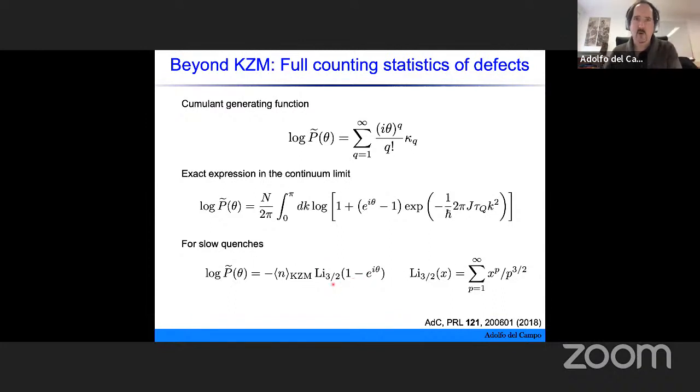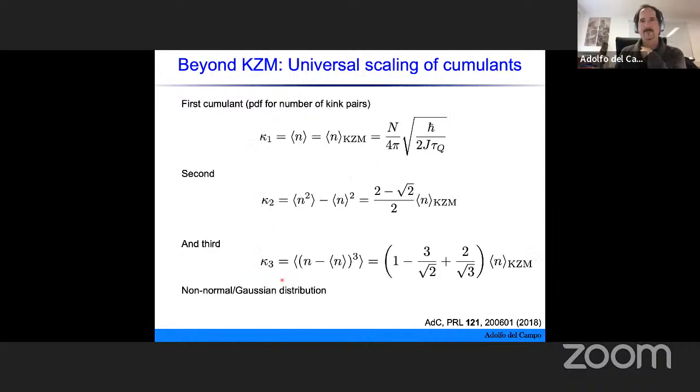When we combine this expression with the cumulant expansion, we essentially see that all cumulants will be proportional to the Kibble-Zurek density. And this is the main prediction of this theory beyond the Kibble-Zurek mechanism: when we look at the cumulants of the distribution of the number of topological defects after crossing a phase transition, all of them will be proportional to the mean density of kinks predicted by the Kibble-Zurek mechanism. So all cumulants are proportional to the mean density.